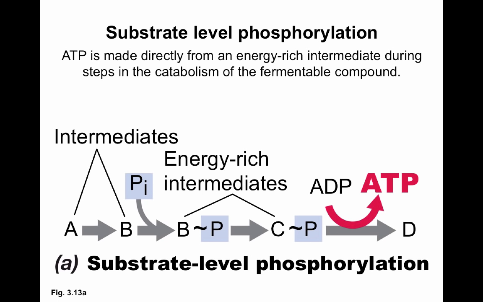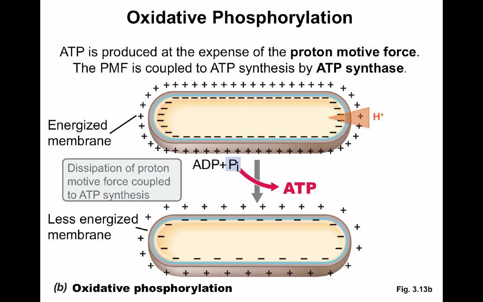Through the reactions, that phosphorylated intermediate B is going to be converted to a phosphorylated C. And now the bond between the phosphate and the intermediate C can be broken to generate an ATP molecule. That is the term of substrate-level phosphorylation. And you have learned about that before in the process of glycolysis. That is how ATP is generated in glycolysis.